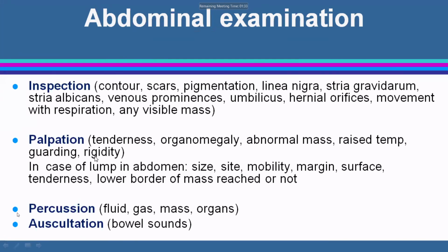On inspection of abdomen, you have to notice the contour of the abdomen, any scars present, pigmentation, linea nigra, stria, venous prominences, the condition of umbilicus, hernial orifices, movement with respiration or any visible obvious mass. In palpation, tenderness of the abdomen, organomegaly, abdominal mass, raised temperature, guarding and rigidity. And if there is lump in the abdomen, you have to mention all these details. Okay. And percussion, you have to do sometimes to notice the fluid, gas, mass, and organomegaly. And auscultation, you have to auscultate the bowel sound.